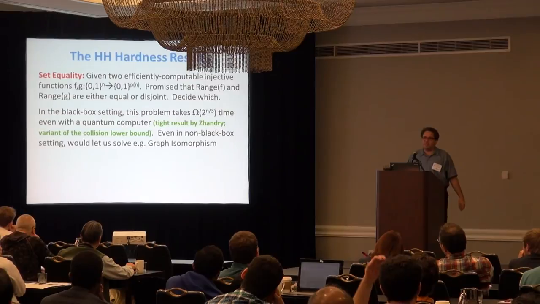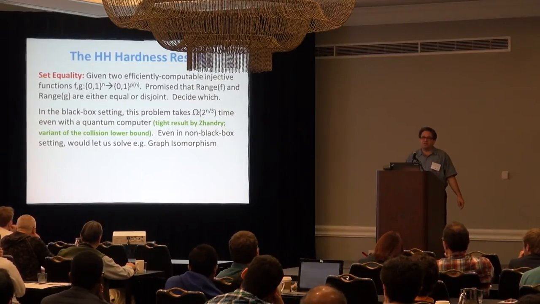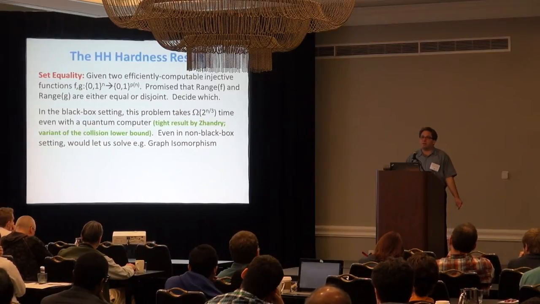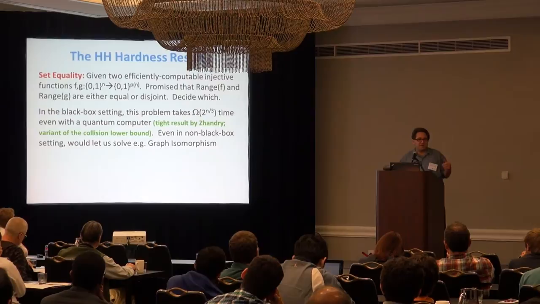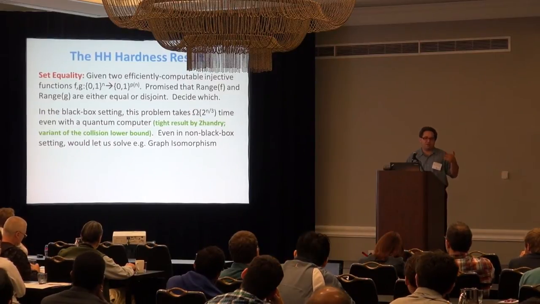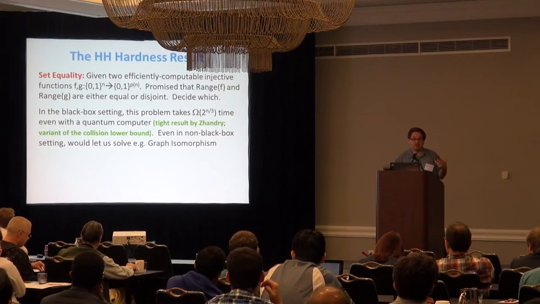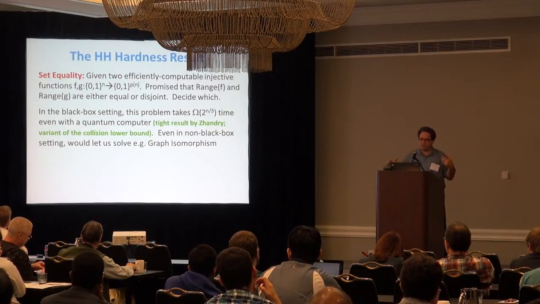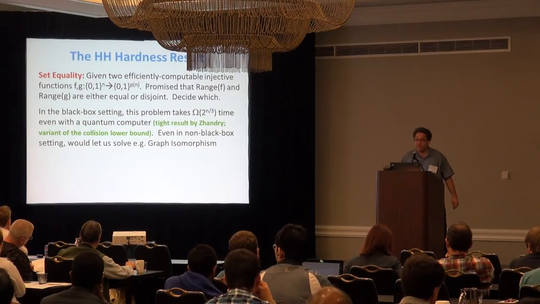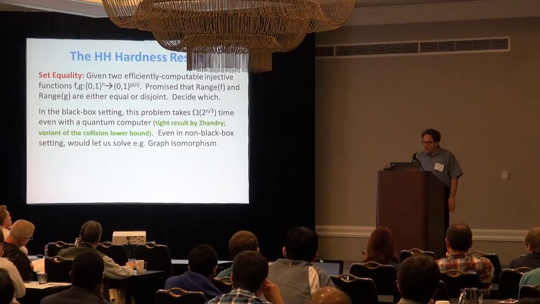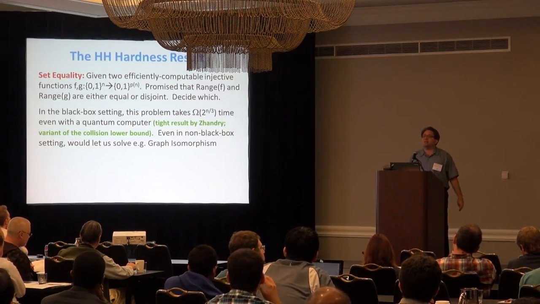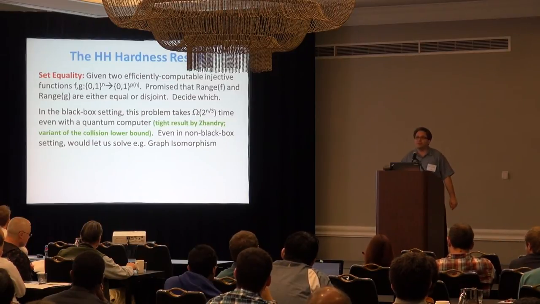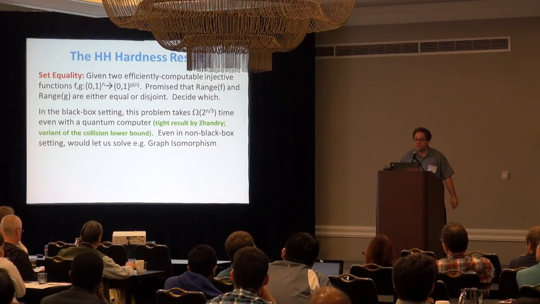That was recently improved, and I think now we can prove a lower bound of 2 to the n over 3 by Mark Gentry's work, and that's tight. Brassard, Høyer, and Tapp gave a matching algorithm, which combines Grover's algorithm with the birthday attack. So the bottom line is that, at least in the black box setting, even a quantum computer needs exponential time to solve set equality.